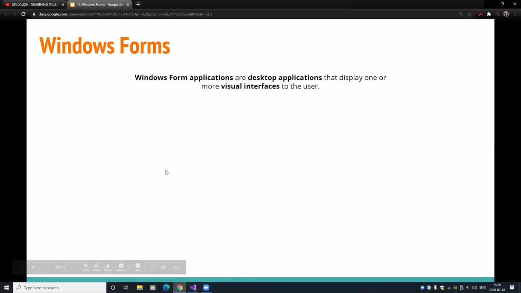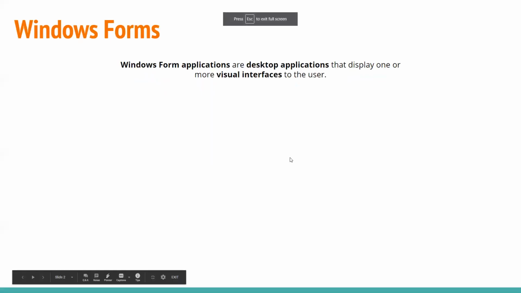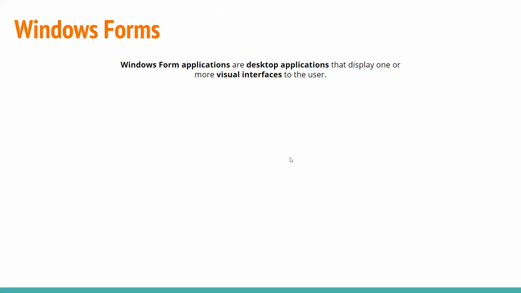You guys know what desktop applications are, right? Hopefully we're okay with that. Word and Excel, all of that type of stuff. Okay, so Windows Forms are just desktop applications that display one or more visual interfaces. We'll discuss what we mean by visual interfaces in a little bit, but just to get you thinking, I put it there already.